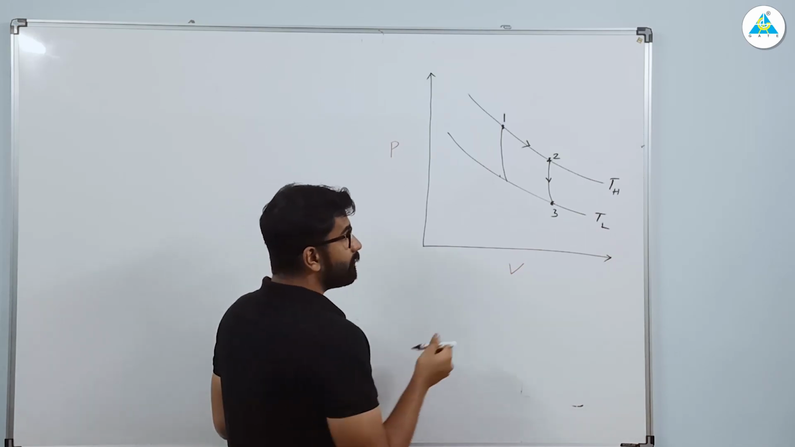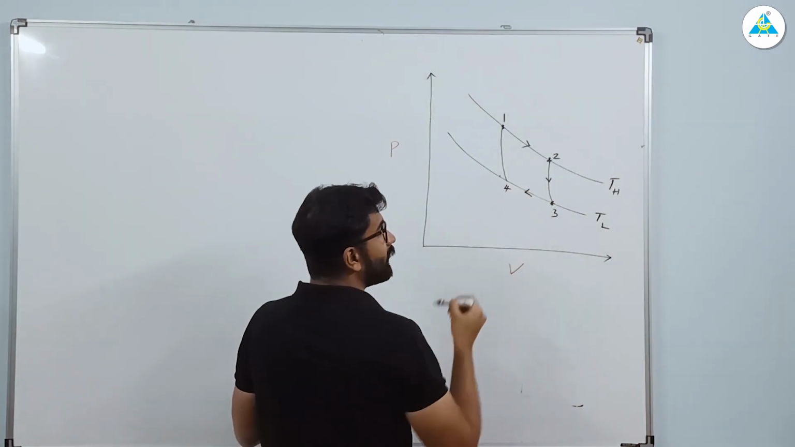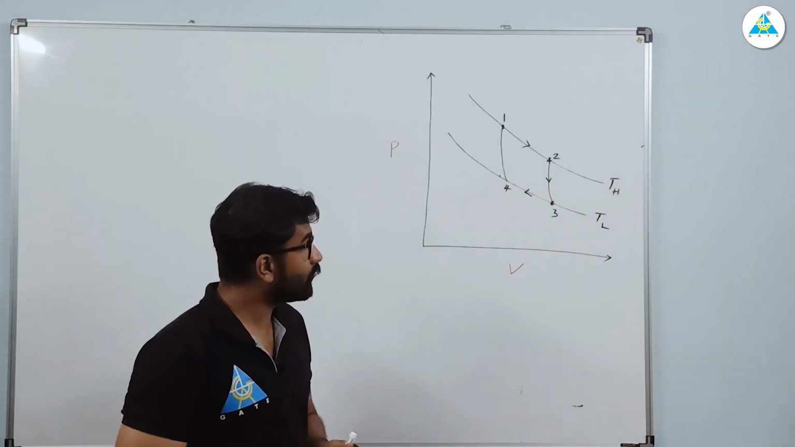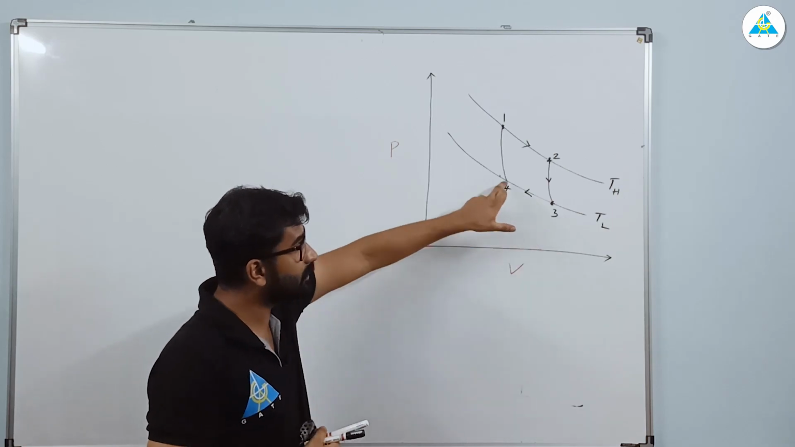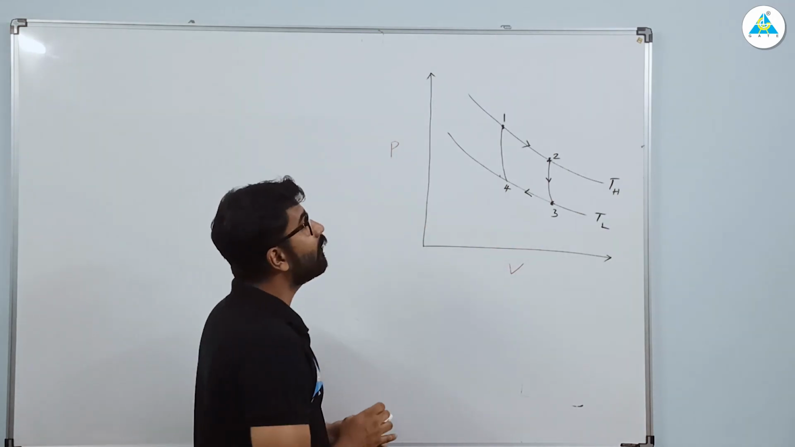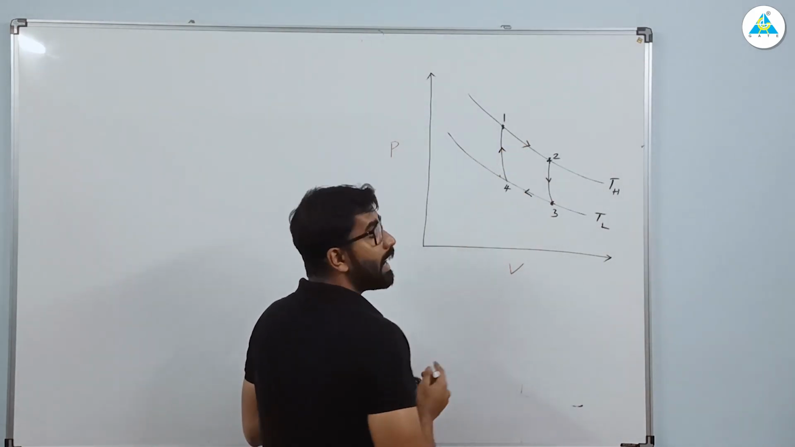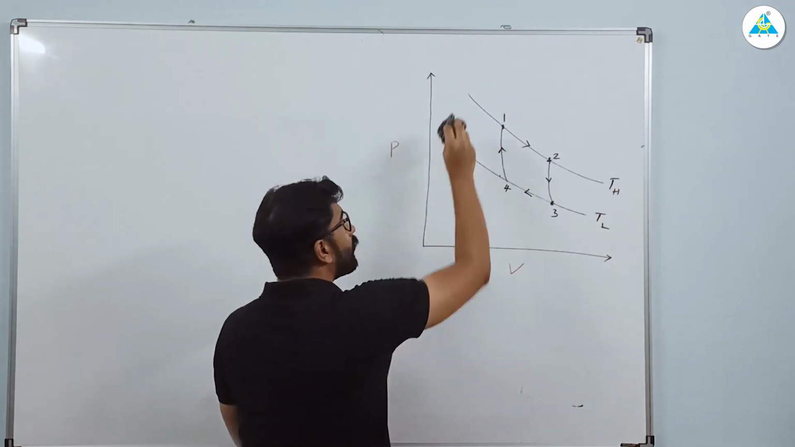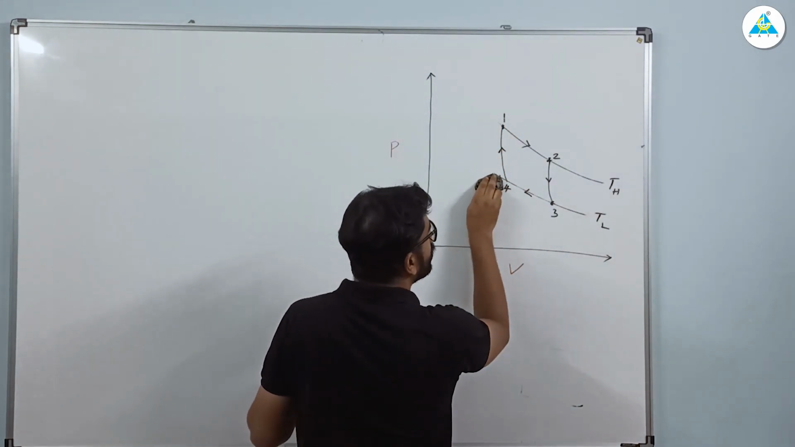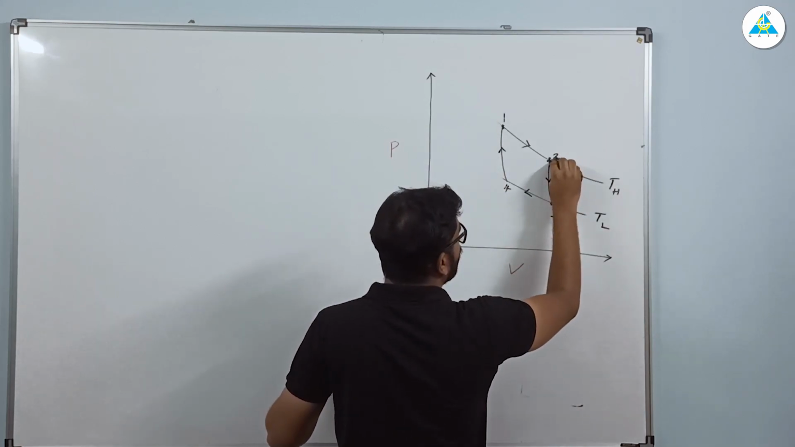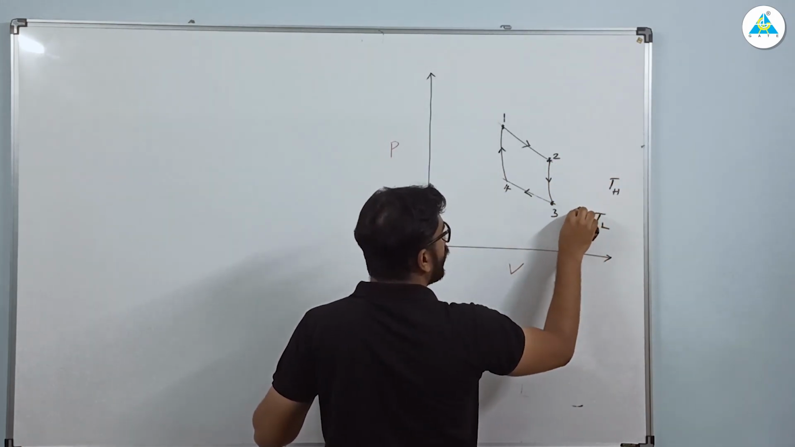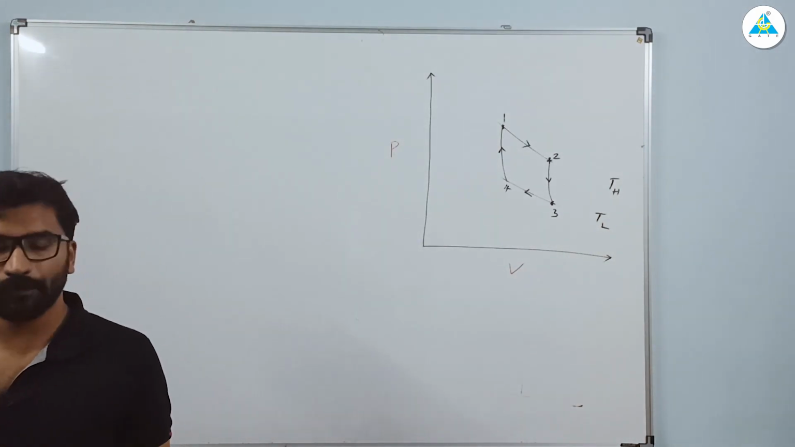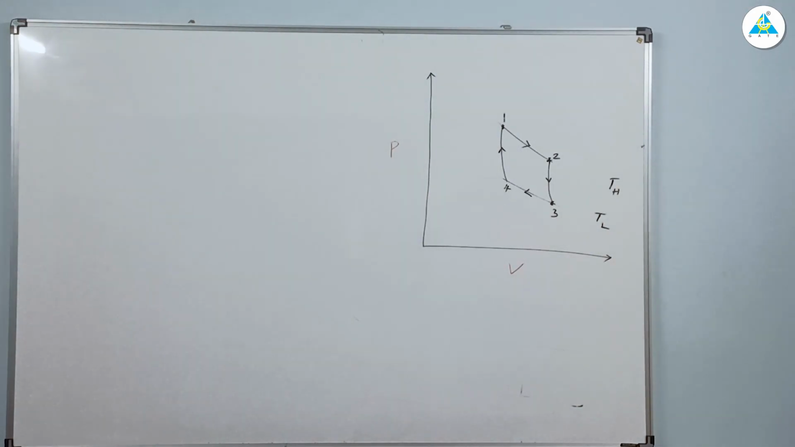In the same way, you can see 3 to 4 is a reversible isothermal compression. So when it is compression, you can see the pressure is increasing, volume is decreasing. Now 4 to 1 is again adiabatic. That's why you have a slope greater than your isothermal curve. So now complete the diagram, right? This will represent your Carnot cycle. So 1, 2, 3, 4, this particular thing will represent your Carnot cycle.